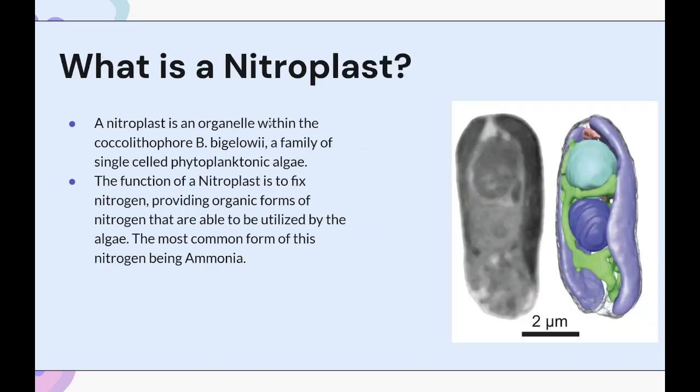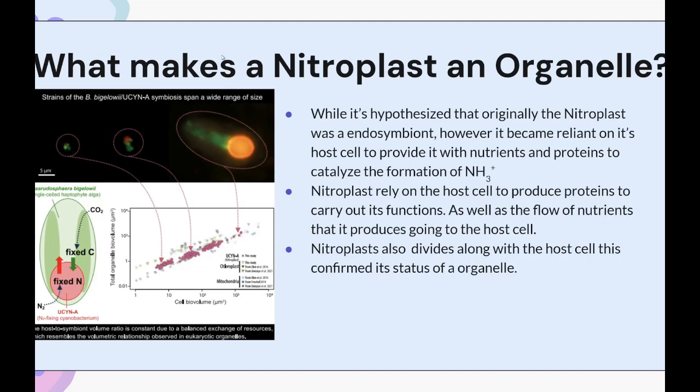So what actually is a nitroplast? A nitroplast is an organelle within the coccolithophore B. begloi, which is a family of single-celled phytoplanktic algae. And the function of a nitroplast is simply just to fix nitrogen, providing organic forms of nitrogen that are able to be utilized by algae. The most common form of this nitrogen is ammonia. So let's circle back to that.